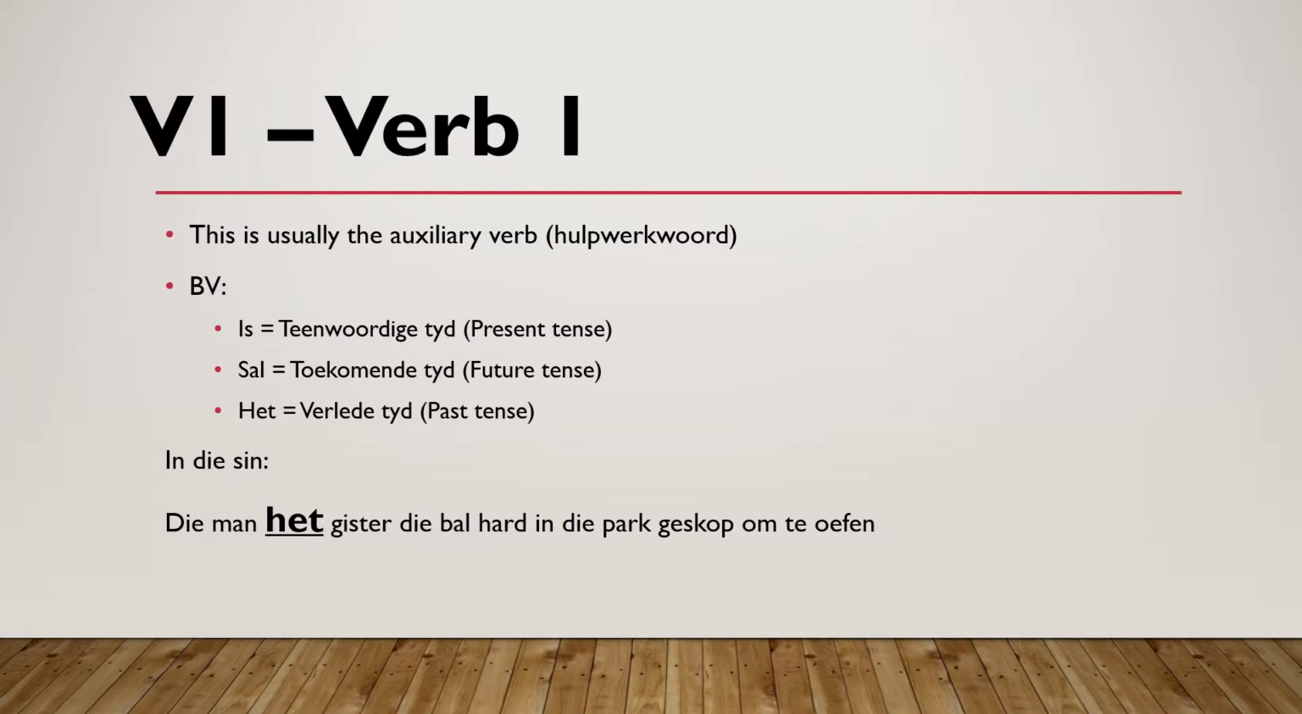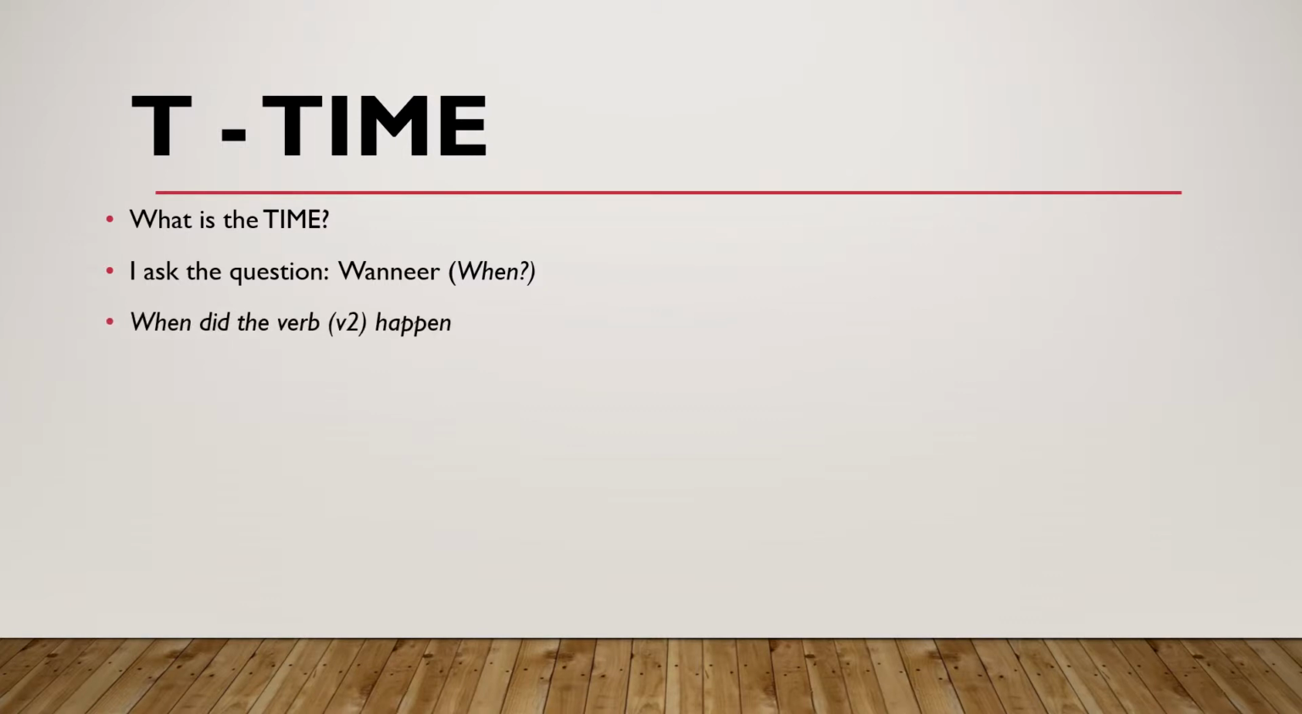Then, next is our T for time. So what is the time in the sentence? If we think back, the question we have to ask there is wanneer, or when. So in another sentence, when did the verb happen? When did this situation that happens in the sentence happen? For example, wanneer is die bal geskop? When was the ball kicked? And your answer to that would be the time.